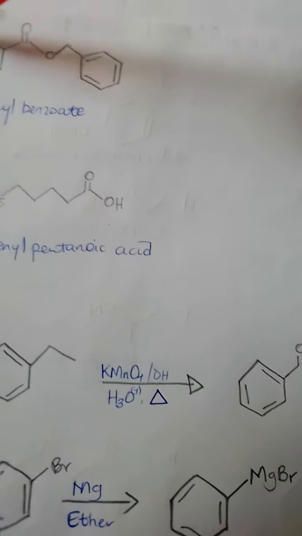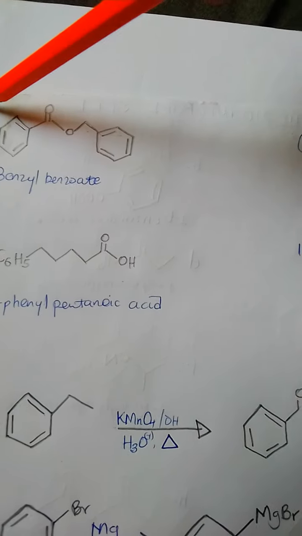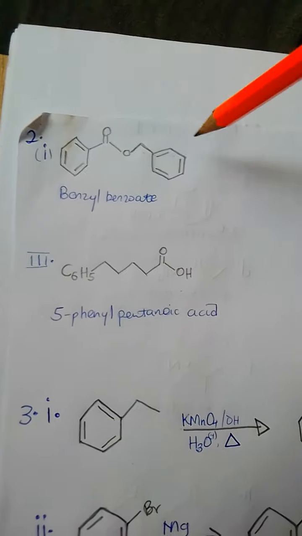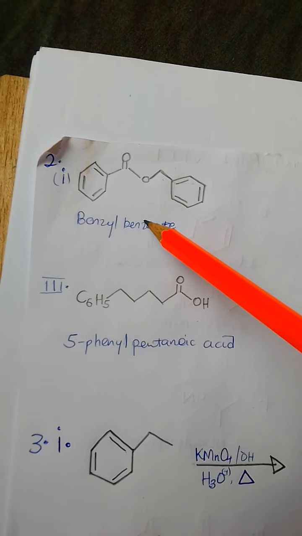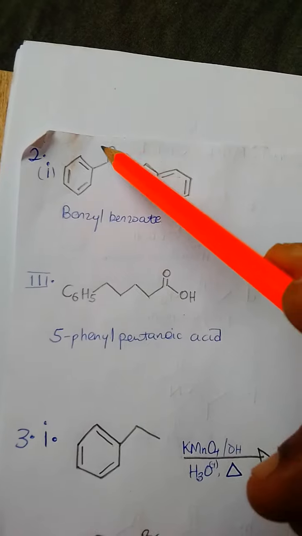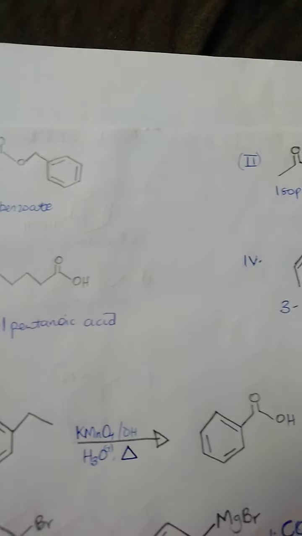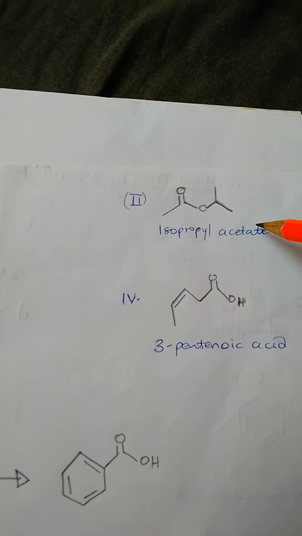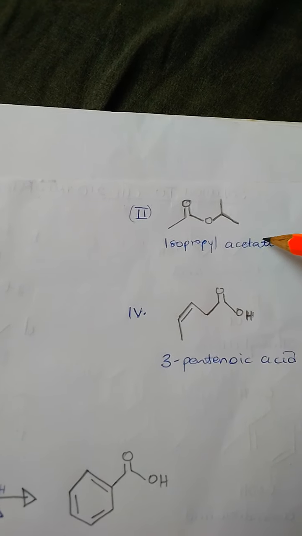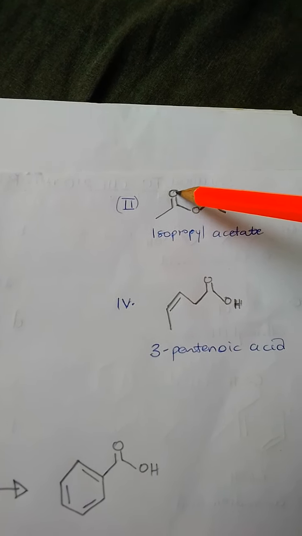Now question 2, you were given these structures and we've been asked to name them. So you are given this structure and the name is benzyl benzoate. So this is the benzyl benzoate with an ester. You are given this one, it is isopropyl acetate. Isopropyl acetate or isopropyl ethanoate is the same thing.